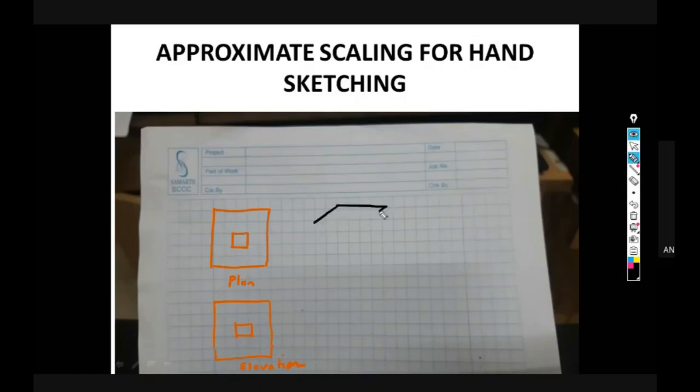I'm just drawing, correct me. Will it be like this? Yes, sir. Are you sure? So that means this is my front view and this is my plan. So where is this? No. One small. Will it be like this? Yes, sir. Are you sure? No, there should be a hidden line.